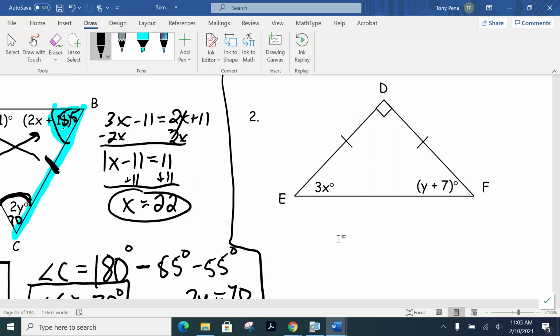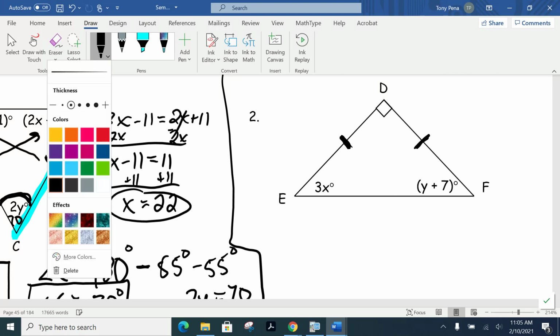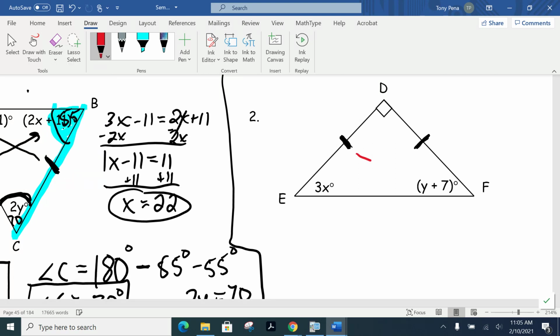Say that one more time. The sides are what? Good. Okay, good. So here's what Dahlia is saying. We know that these two sides are congruent. So what we were just going to say, or what we just used in the previous problem, is that those angles are congruent to each other.